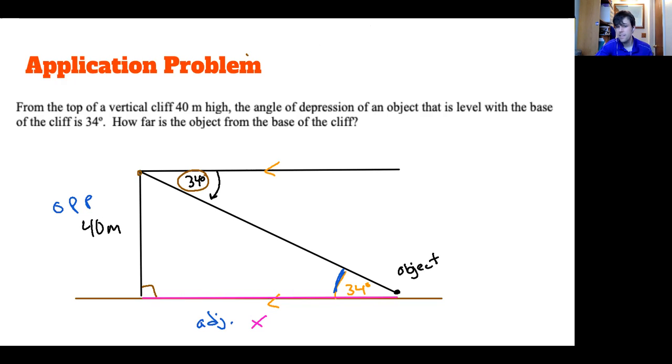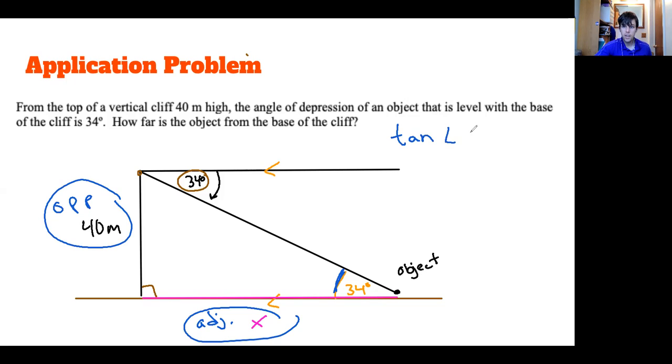I mentioned in the 8.4 section that tangent is a pretty common choice for these problems because we often know or want to know the vertical and horizontal components, which are the opposite and the adjacent sides. And rarely do we actually know or want to know this diagonal length, which is our hypotenuse. Anyway, we're going to be using tangent because opposite and adjacent.